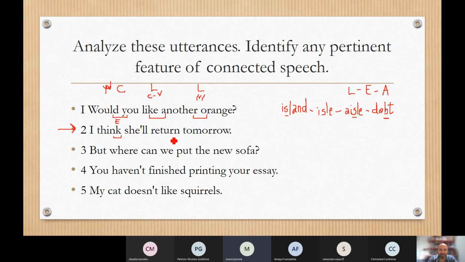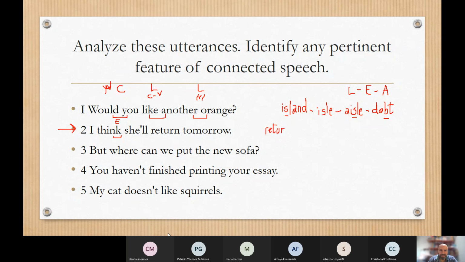Okay. So we say "return." We say something like "return tomorrow." Or maybe we say the last sound but it's really soft. "Return tomorrow." Yeah, that could be it, right? That could be it. Now, how do we transcribe the word "returned"?